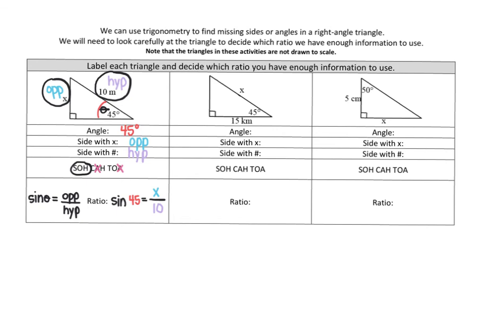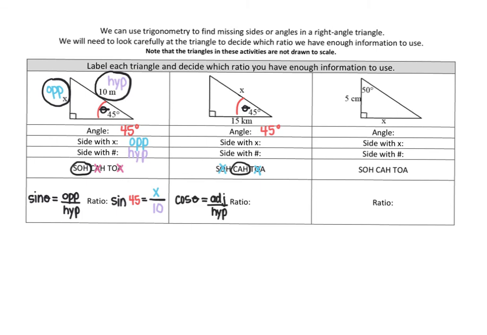In our second example, we'll place our theta or our reference angle at 45 again, and we'll look across from it for our opposite, but we'll see that there's no value there. This will eliminate the possibility of us using either the sine or the tangent ratios because both of them have opposite values within them. This means that we will need to use the cosine ratio.